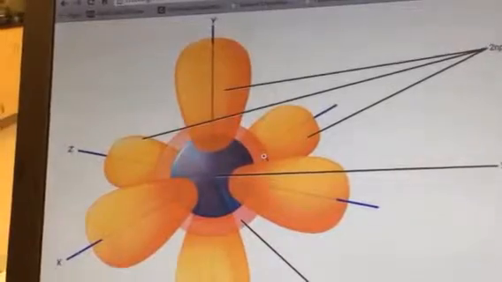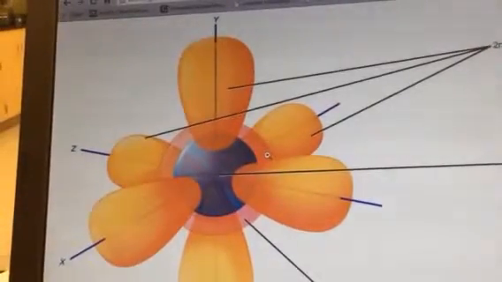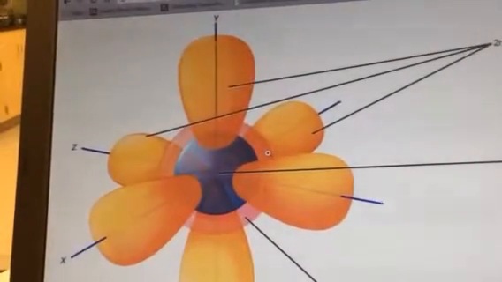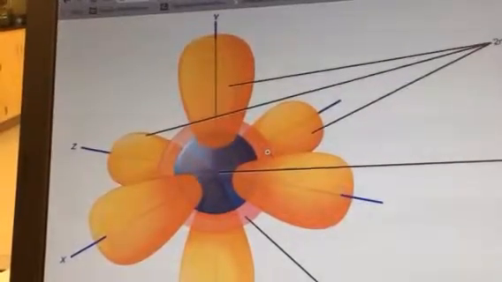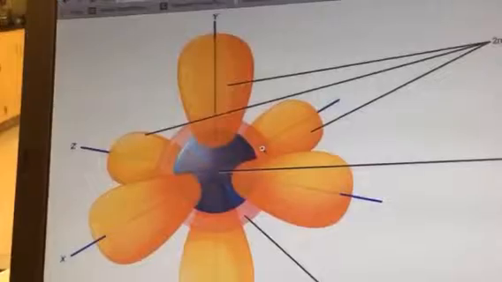So that's all for the orbitals. We are going to look at how to determine which orbital gets filled first based on Aufbau's principle.